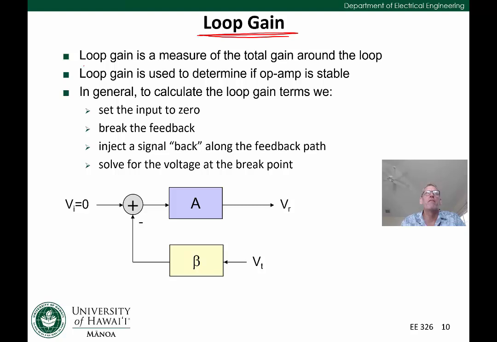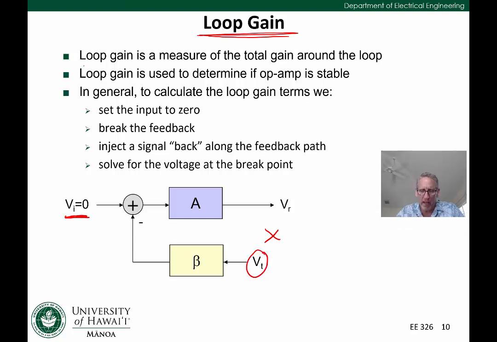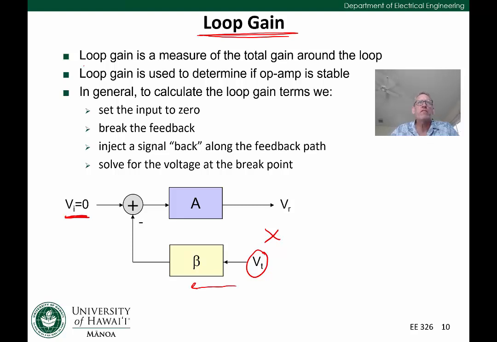There's a technique to calculating the loop gain. To calculate the loop gain, we do the following. First, we set the input to 0. Next, we break the feedback loop. Then we inject a signal called VT, or V test, along the feedback path. And then we solve for the voltage VR, or the V return. The loop gain is defined as the ratio of VR over VT. That's the loop gain.